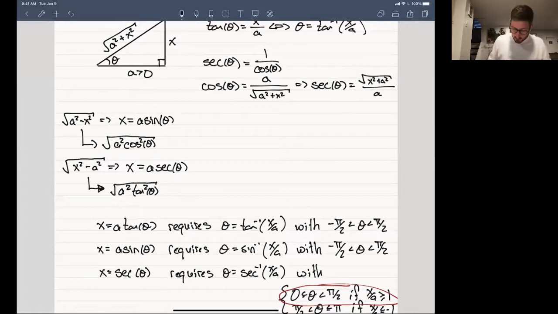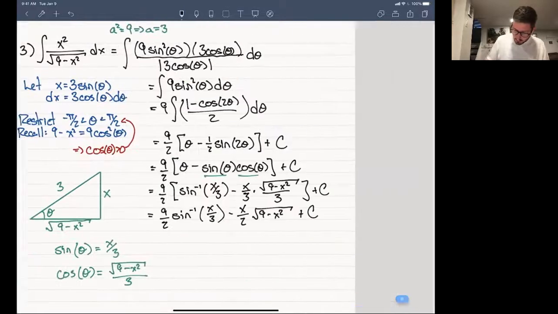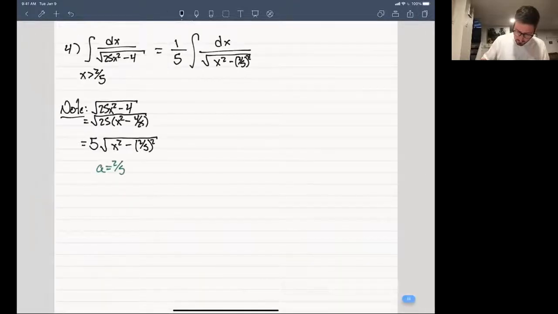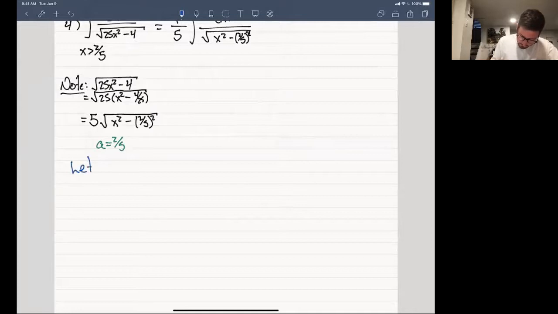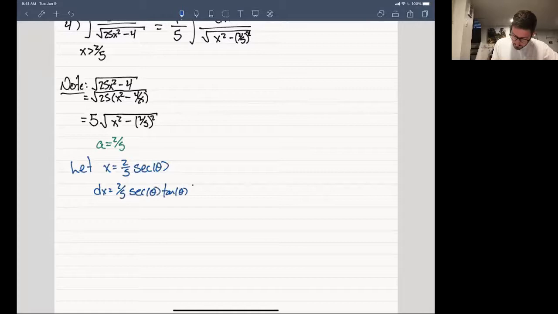So let's take a look at what happens. Let's do that substitution. Sorry. Keeping with my color scheme, let's let x is equal to 2/5 secant of theta. So a secant theta. Then dx is equal to 2/5. And in this case, the derivative of secant is secant times tan. So secant of theta, tan of theta, d theta. I didn't forget it this time.